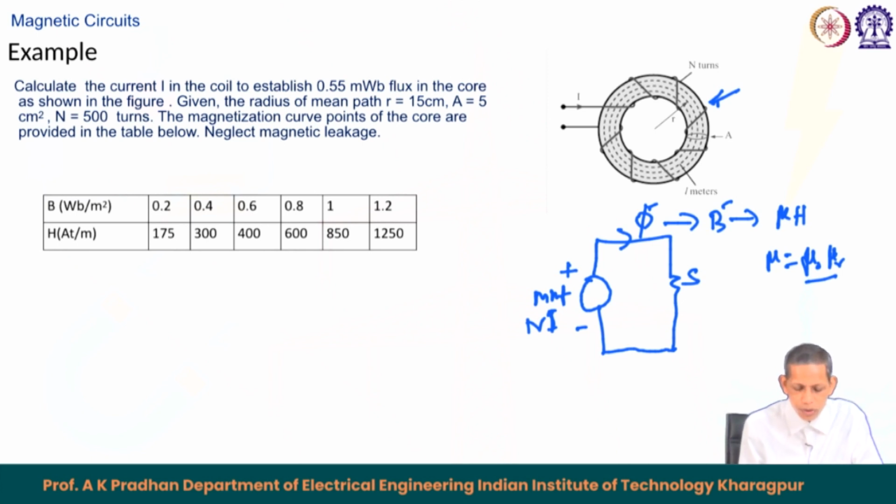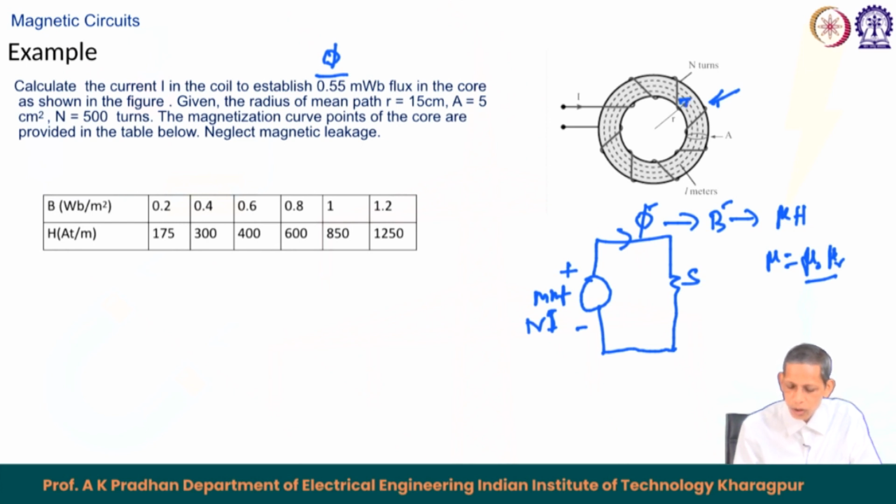In this example, calculate the current I which is required in the coil to establish 0.55 milliweber flux in the core. Phi is given here. So, this is the flux phi in the core as shown in the figure, given the radius of the mean path r equals 15 centimeters. So, this is the radius of the mean path, small r, shown here.